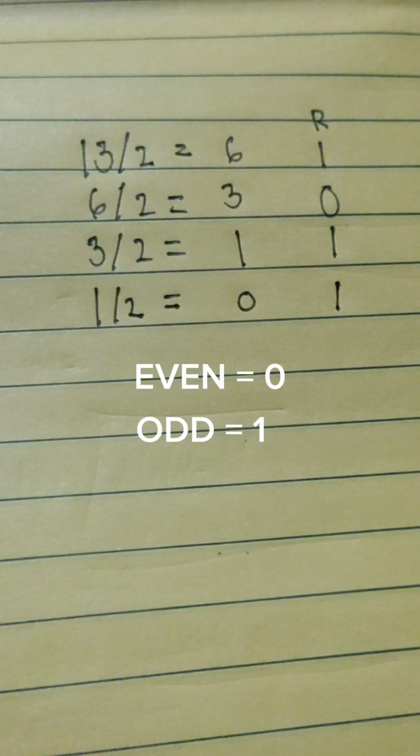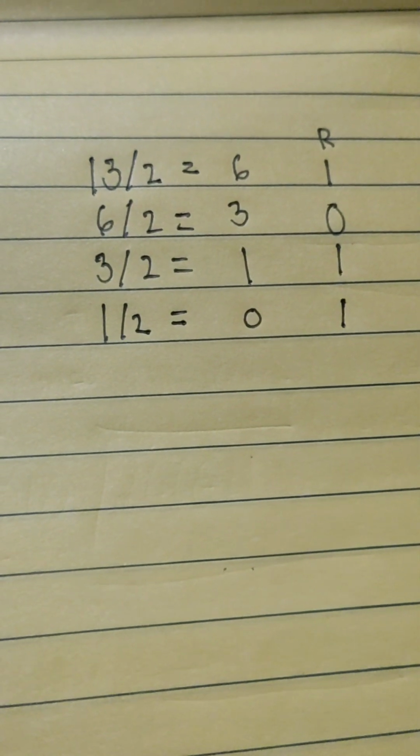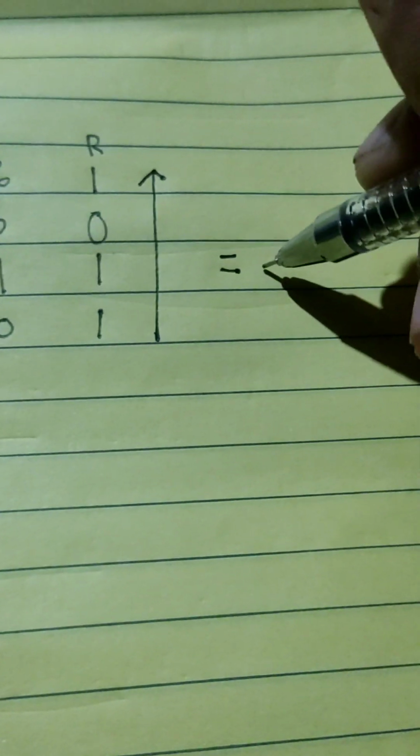There's a tip on how you get the remainders. If the number is an even number, the remainder will be 0, and if the number is an odd number, the remainder will be 1. Then, after you get all the answers, read it upwards. So, when we convert 13 into binary, the answer will be 1, 1, 0, and 1.